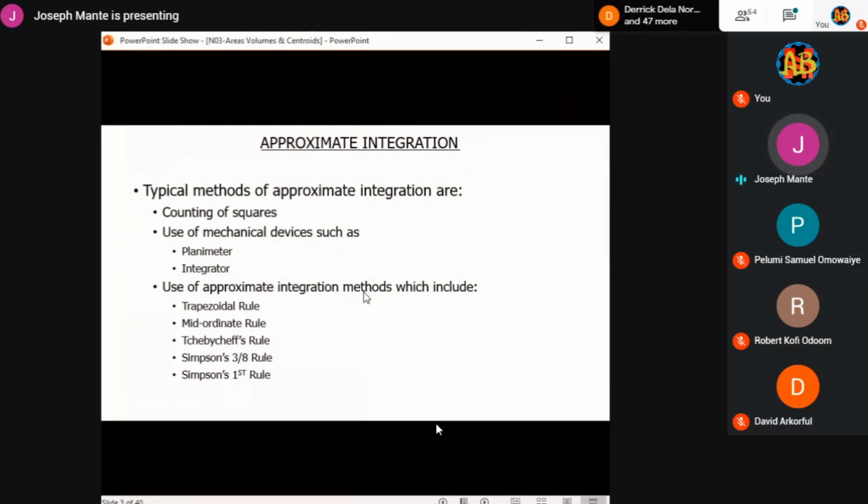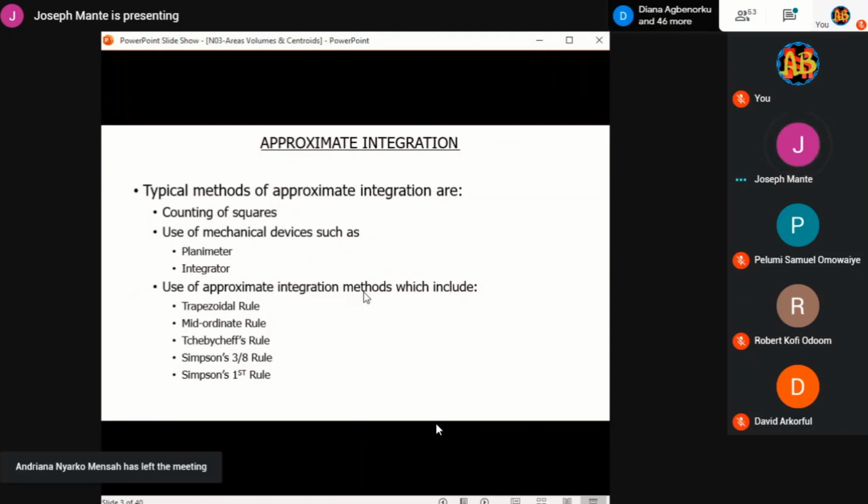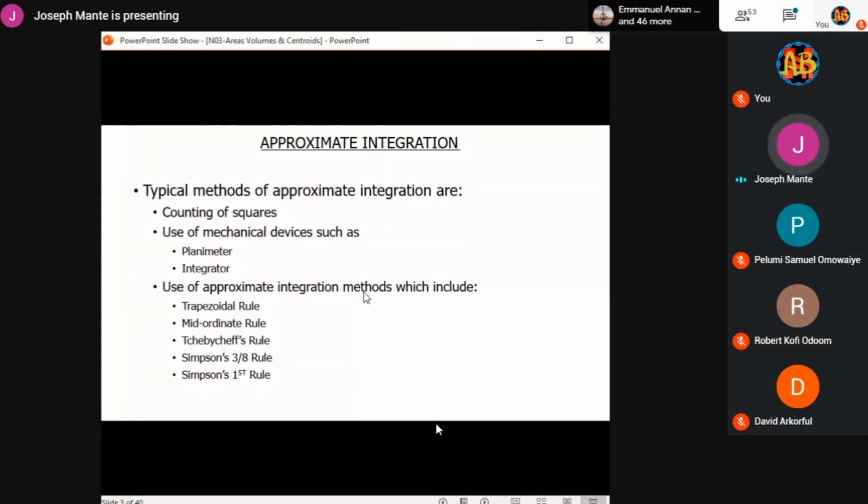I know the trapezoidal rule. You have used it in JSS, the secondary school, and all that. I think in your Maths 1 or Maths 2, we have also talked about it. Simpson's first rule too, we'll talk about it, and Simpson's eight rule. All these are rules being employed for you to calculate your areas, volumes, and centroid. Are we okay?